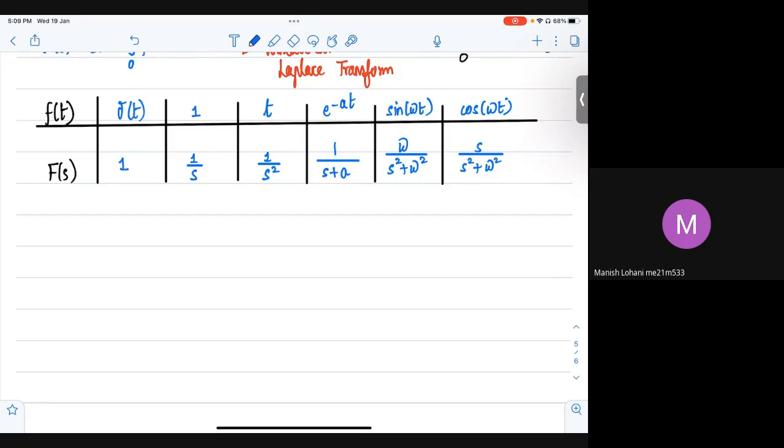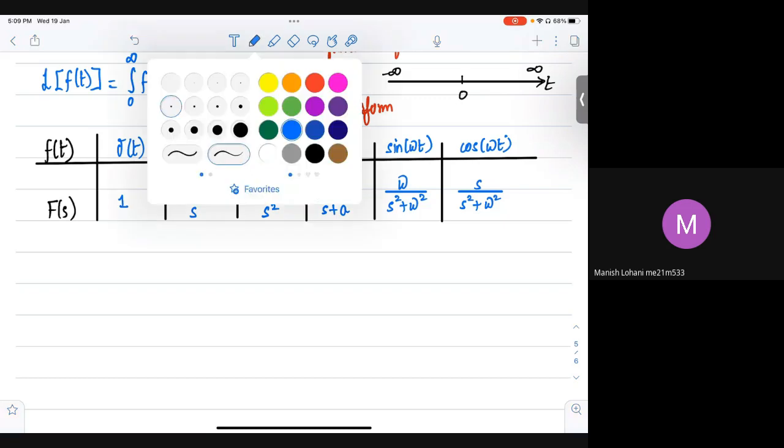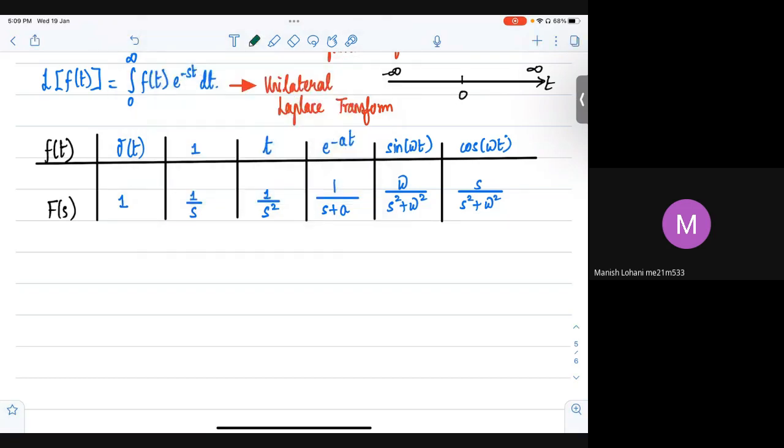Once again, these expressions can be obtained by using the definition of the Laplace transform. Just substitute in the definition that we wrote down at the top, and we will be able to get these expressions. Pretty straightforward to do. Please do try them out. If you have any questions regarding these, please do let me know, and then we can certainly discuss.